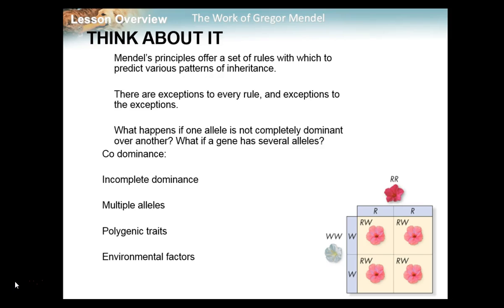Polygenic traits have several different genes that code for one trait. So it's not just alleles. For instance, your skin is coded for in a whole bunch of different genes. And so it does things like how much yellow pigment you have in your skin and how much brown. And so that's going to determine whether you're olive-skinned or not.